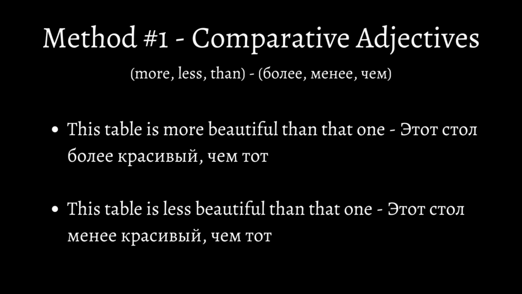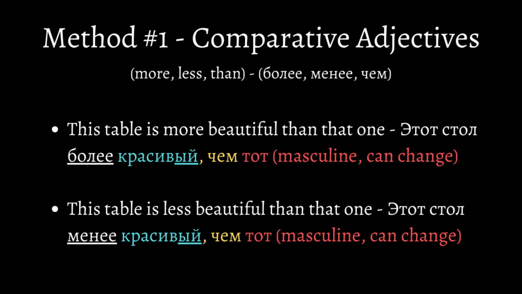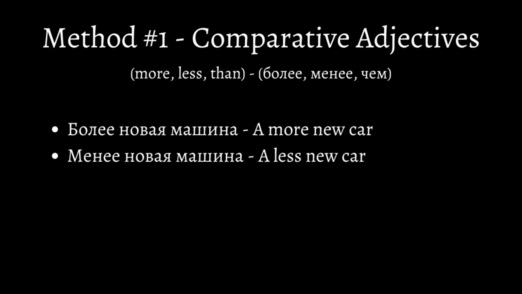We have two full sentences along with the conjunction чем, meaning then, placed after the adjective and following a comma. This is one way to utilize comparatives in Russian. In this case, более and менее are placed before the normal adjective. The adjective matches the case, gender, and plurality, and we put чем with a comma after the adjective. Also, the last word, тот, is the masculine way of saying that one, and it can change depending on gender, case, and plurality.